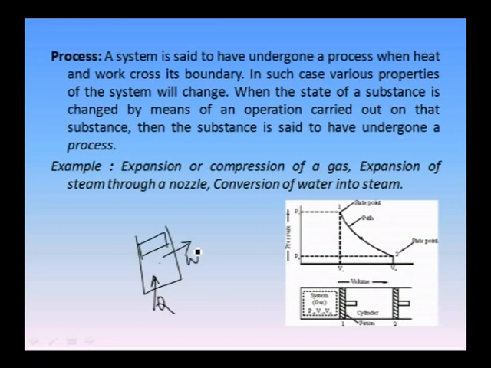When the state of a substance is changed by means of an operation carried out on that substance, then the substance is said to have undergone a process. Here you can see there is a change of state occurring on the substance, so it must have undergone the process. Some examples are expansion or compression of a gas, expansion of steam through a nozzle, conversion of water into steam, either heating or cooling. These are the different processes we generally use in thermodynamics.